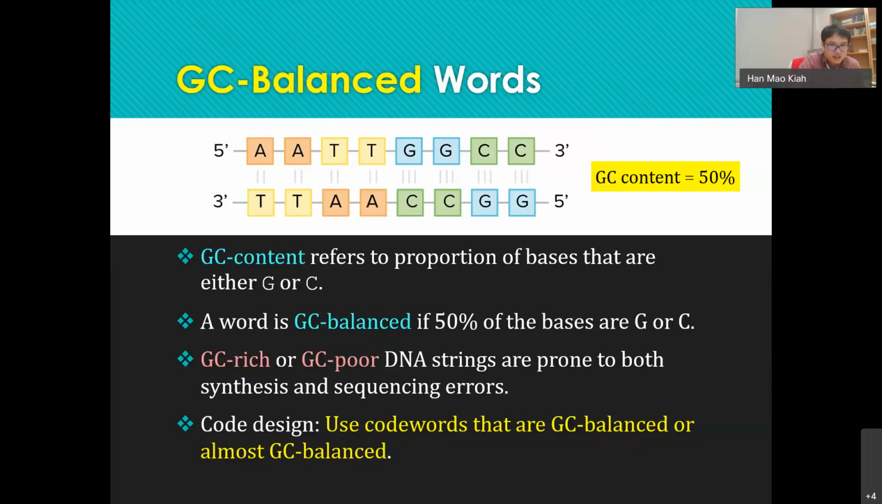DNA strings which have high GC content, which is GC rich, or low GC content, which is GC poor, are prone to both synthesis and sequencing errors. Therefore, our code design is to make use of codewords that are either GC balanced or almost GC balanced, so GC content close to 50%.